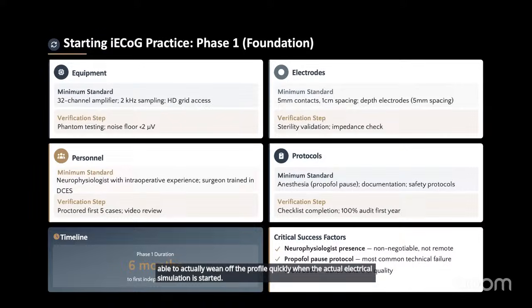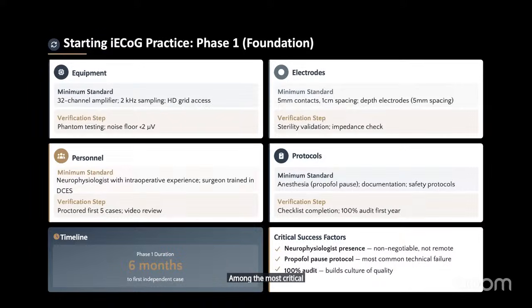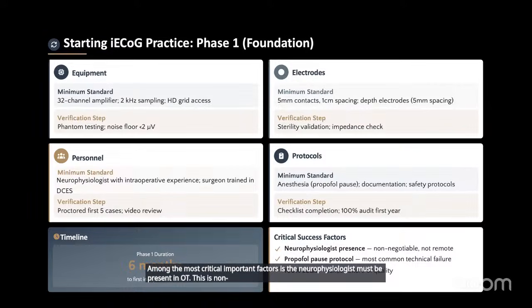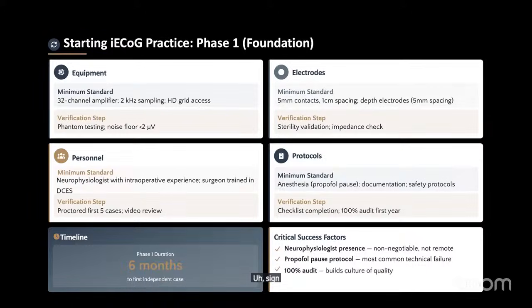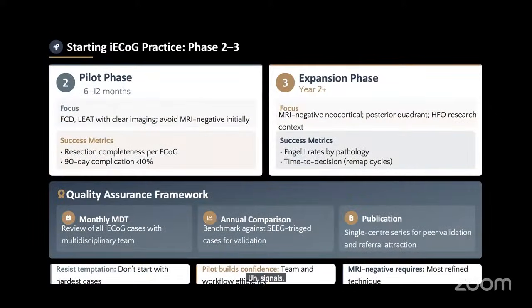One of the most critically important factors is that the neurophysiologist must be present in the OT. This is non-negotiable. They cannot be present remotely. You cannot have technicians. You must have a neurophysiologist available to read the electrocorticographic signals in real time. The first phase usually takes about 6 months.